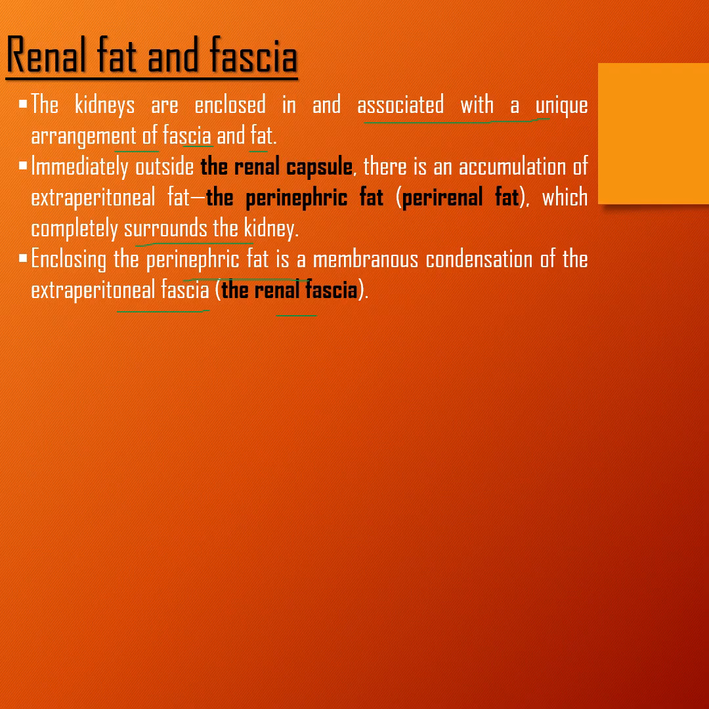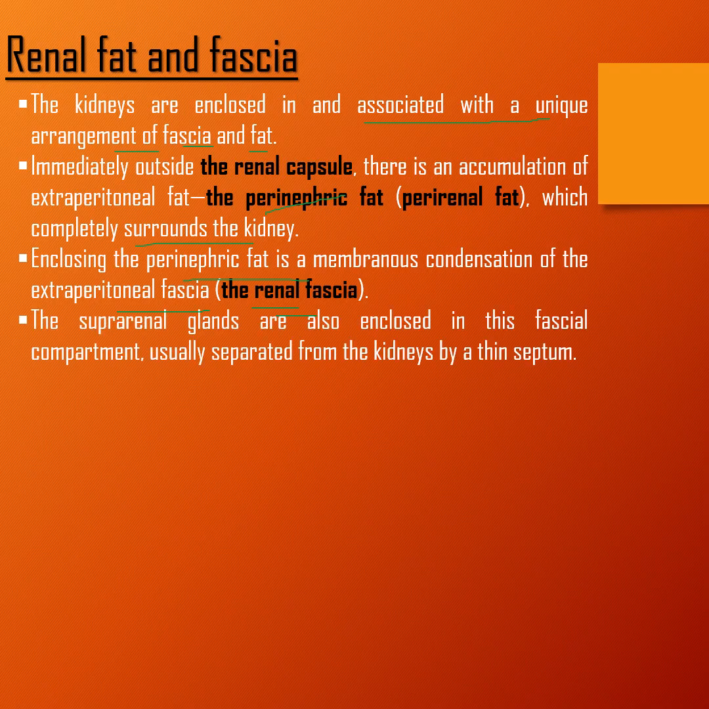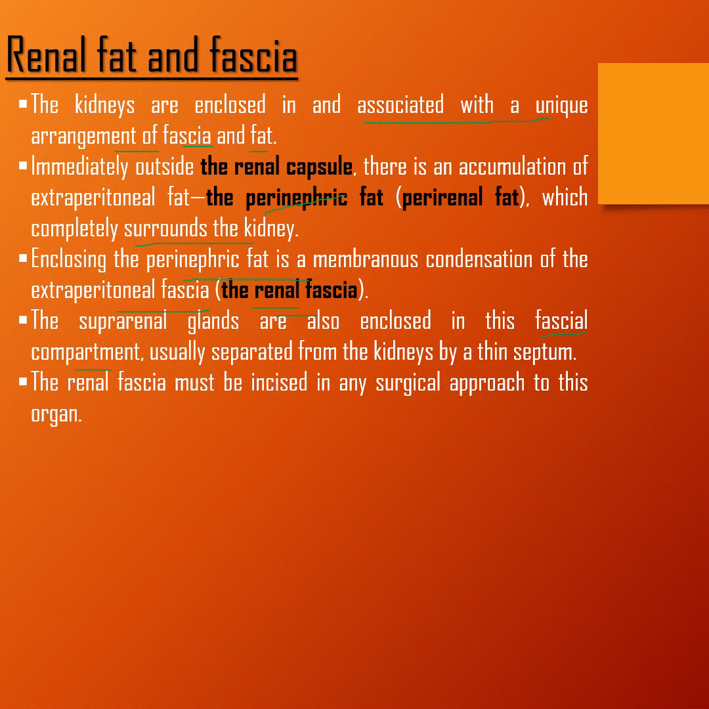So first, the renal capsule, then immediately after that there is a condensation of the extraperitoneal fat, that is the perinephric fat, and after that there is a renal fascia covering. The suprarenal glands are also enclosed in this fascial compartment, usually separated from the kidneys by a thin septum. The renal fascia must be incised in any surgical approach to this organ.